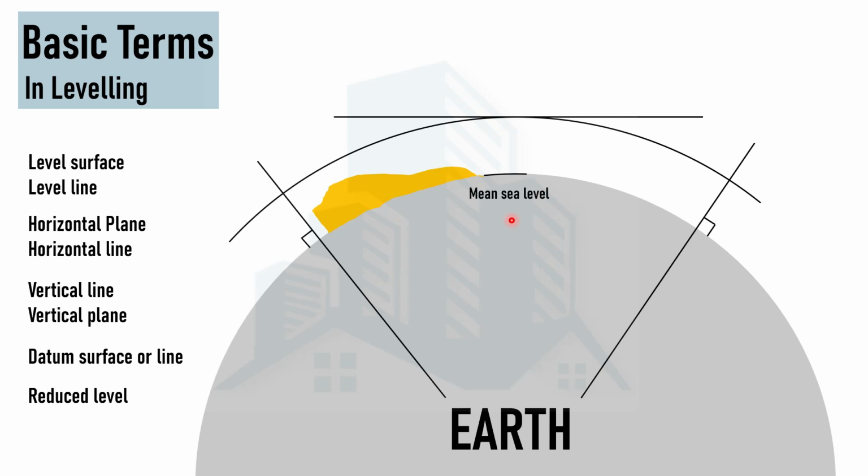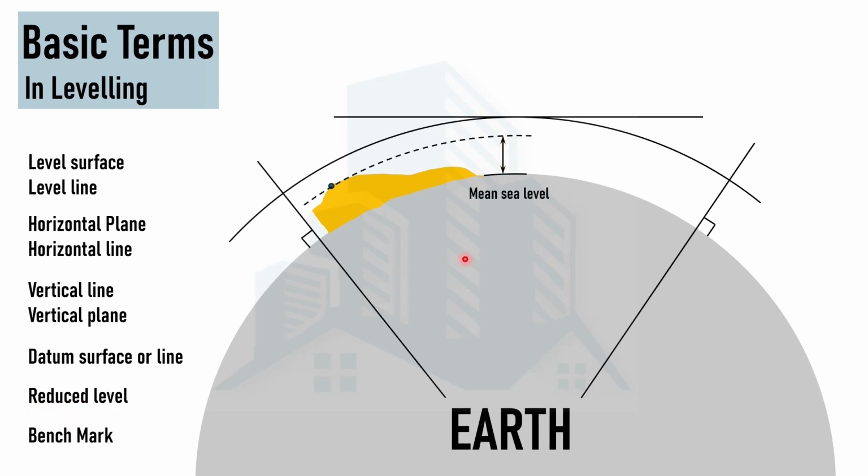Now this is actually the vertical distance from the mean sea level. What do I mean by that? Let's consider a point on the earth surface. Let's say this is the point. So the vertical distance from the mean sea level up to this point is called the reduced level. I mean the level surface of this point up to the mean sea level. This vertical distance is called the reduced level.